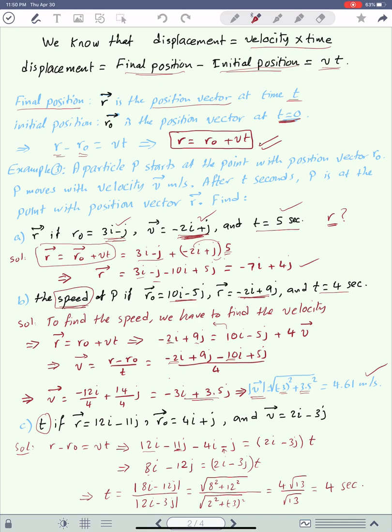Then what must we do? We find the magnitude for both, dear students. We don't divide. Some students make a mistake here. We don't divide vectors by each other to find the scalar. So you find the magnitude of this, dividing by the magnitude of the vector multiplied by t. Find the magnitude in the calculator, you get 4 radical 13 in the numerator, dividing by, so this will be cancelling out. You will get t is 4 seconds.